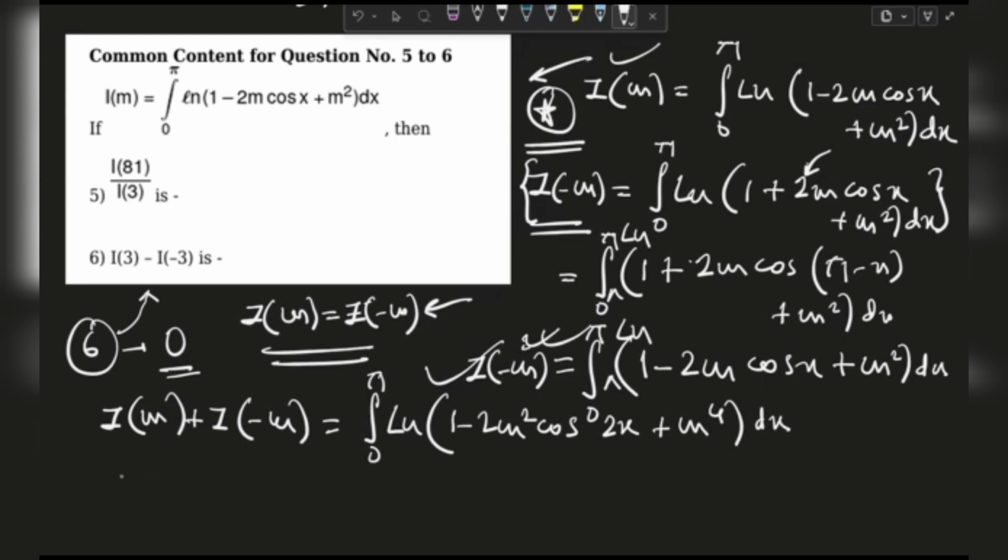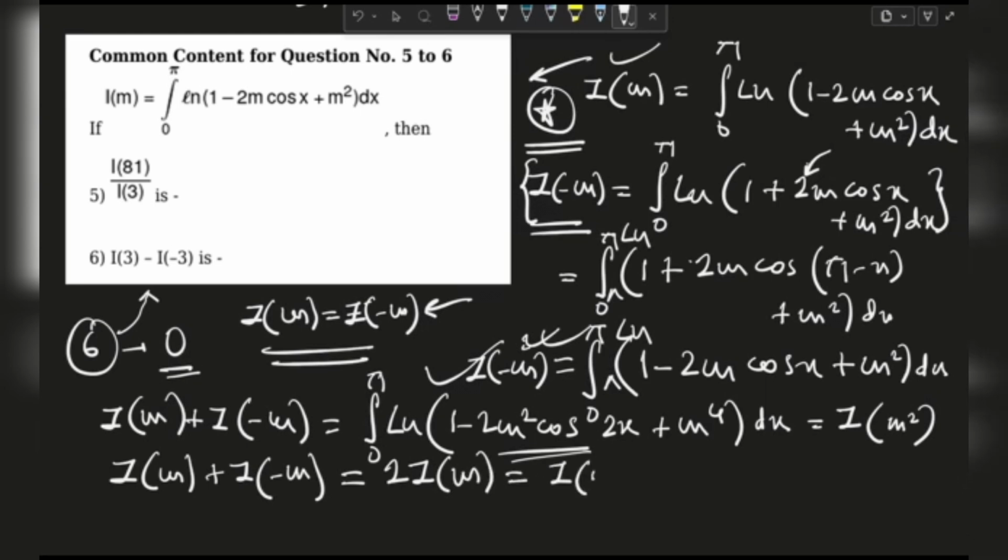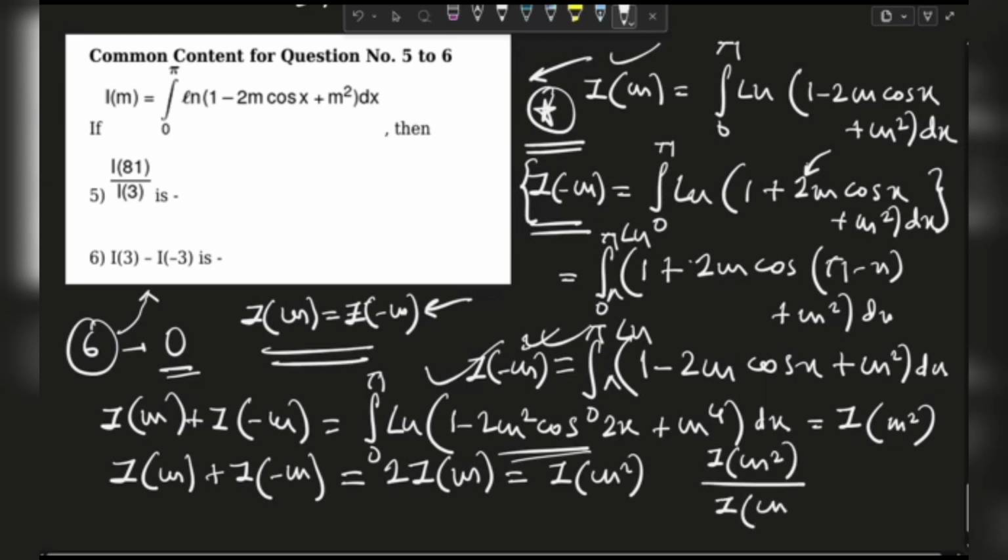So now I guess you can observe something from here. The observation is that this thing is nothing but your I of m squared. So your I of m plus I of minus m, now we can write this as 2 times I of m because both of them are equal. This is equal to I of m square. So I of m square by I of m is equivalent to 2.